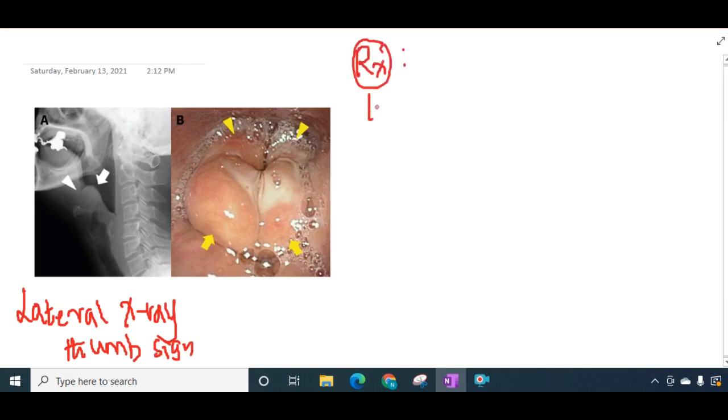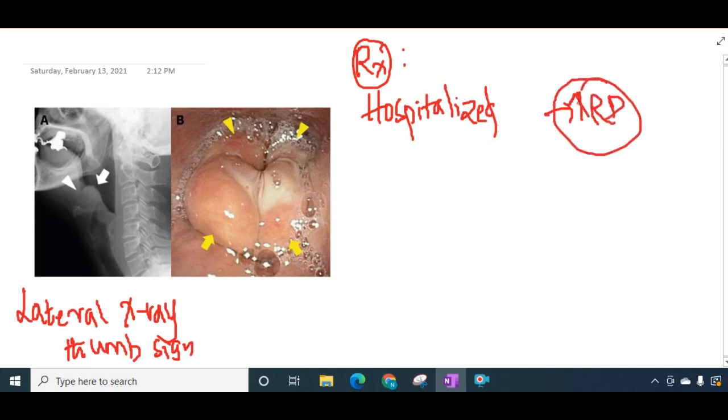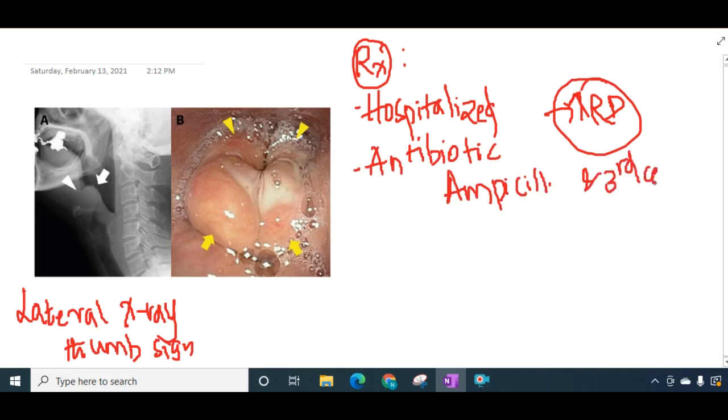Regarding treatment, the child has to be hospitalized because there is an increased chance of respiratory distress and danger of respiratory obstruction. In order to overcome that, we hospitalize the child and give antibiotics. Especially we give ampicillin and third generation cephalosporins, which are active against Haemophilus influenzae. They are given by intramuscular or intravenous route without waiting for blood culture or swab results.